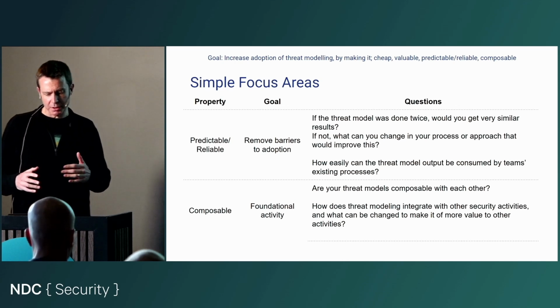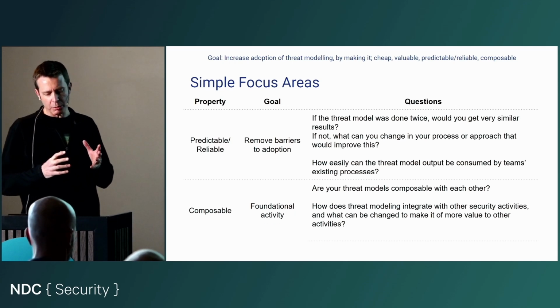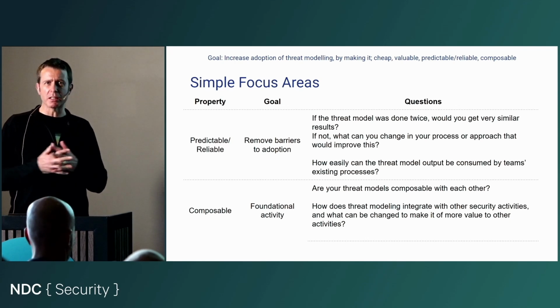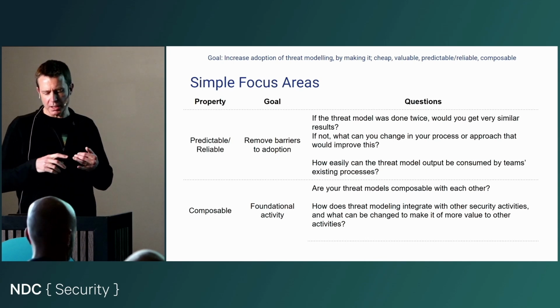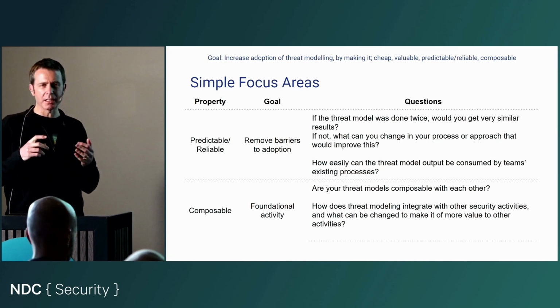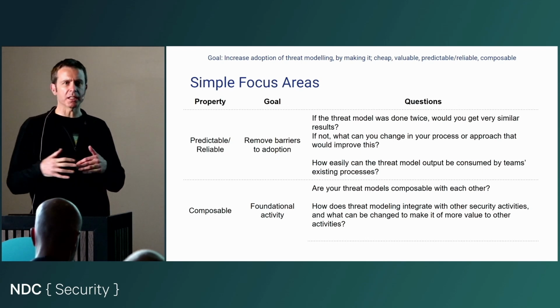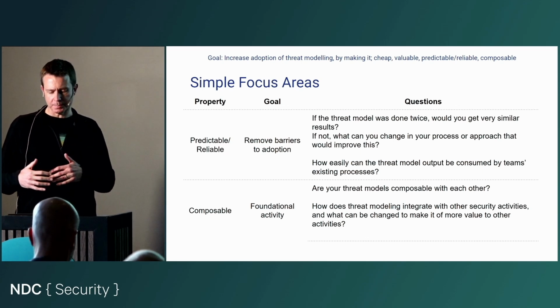And the last two properties: predictable, reliable, and remove barriers to adoption. I like the one here where you think, if the threat model was done twice, would I get similar results? That'll tell you a lot about how predictable and reliable your approach is. And then, can the output of threat models integrate easily into teams' existing processes? This is saying, are you aligning with the teams you're working with in ways that make their lives easier?